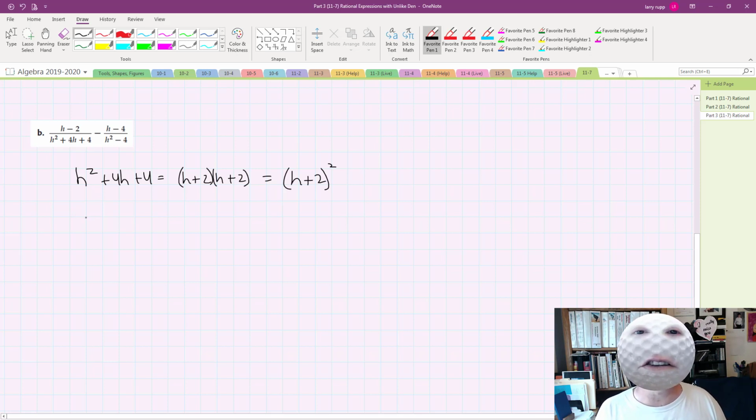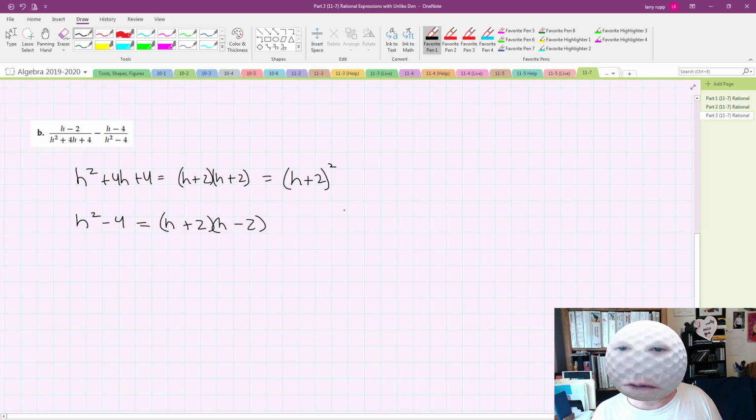Now we have h squared minus 4. Can that be factored? Everyone should be nodding your head right now, because it's the difference of two squares. Remember that? What two things multiplied together give you negative 4 and added together give you 0, because there's no middle term here? And all of you should be writing this as well: (h plus 2)(h minus 2).